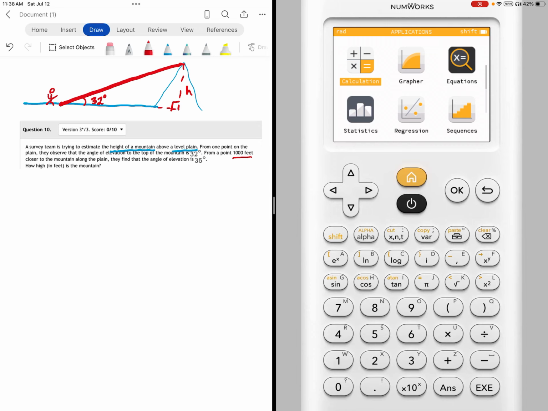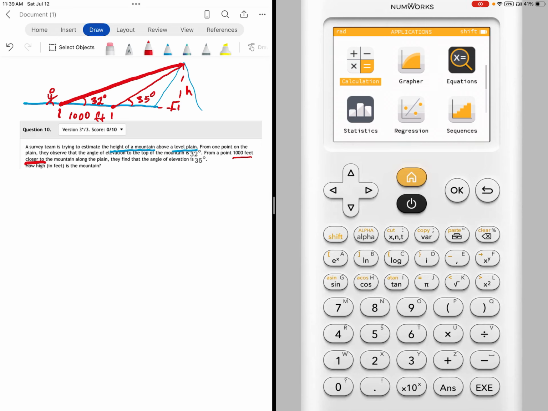From a point 1,000 feet closer to the mountain, so they walk, maybe to here, and this distance here is 1,000 feet. And when they look up again, this time they see that that is 35 degrees. So this gives us two different triangles. Both have the same height, so that's how we're going to use it.